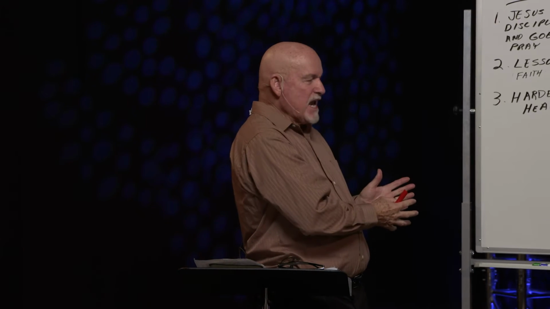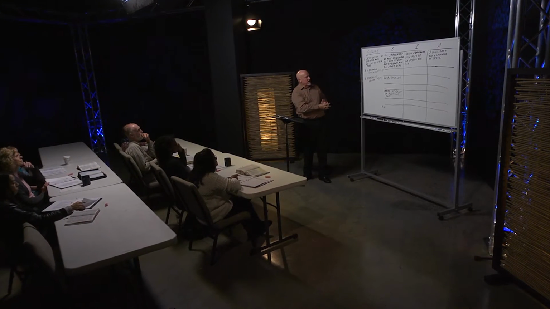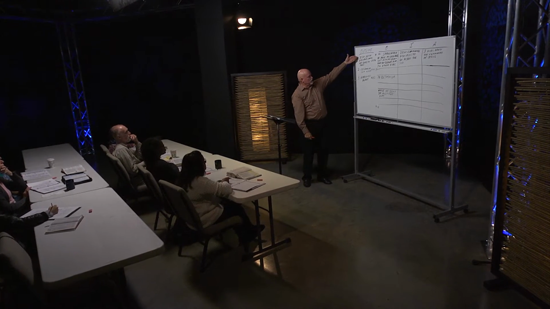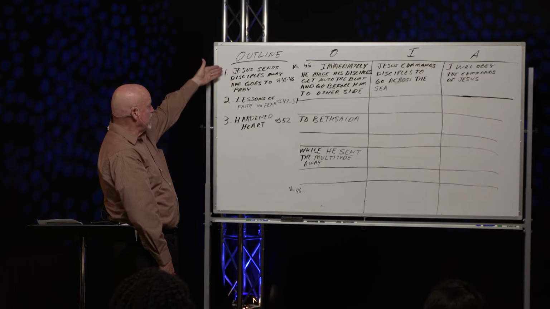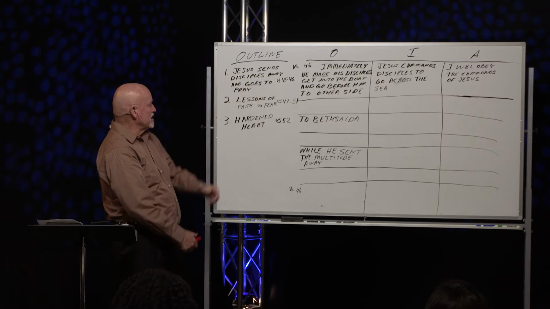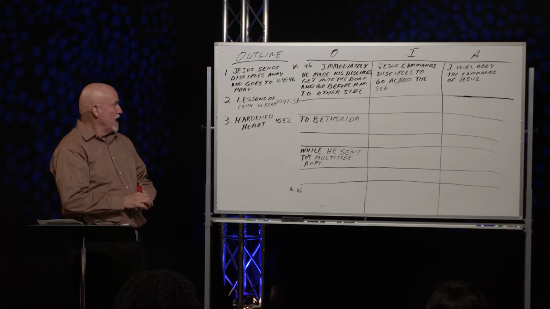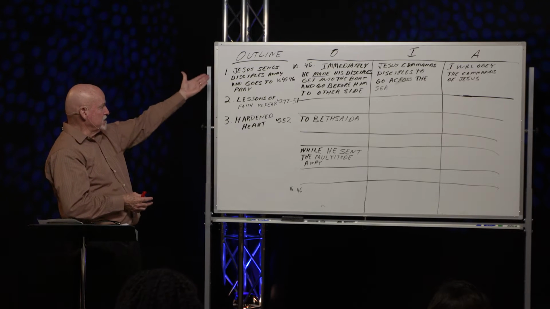All right, now I'd like to just show you the outline, how I'd like you to outline it first, just a simple breakdown of the text, and then we'll get into the chart here a little bit and formulating our questions. So first of all, the first thing that I pick up from verse 45 and 46 is the idea that Jesus is going to send the disciples away, and he's going to go to the mountain to pray. So that's the first idea.